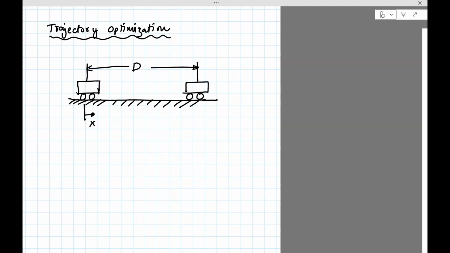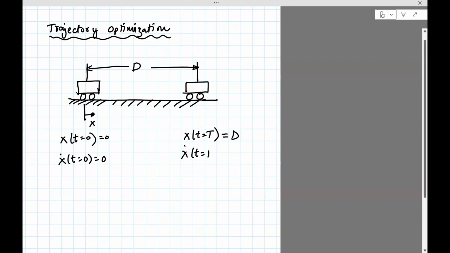Okay, so the conditions for the car are, let's say, I start the stopwatch at time t equals 0. So the position is 0. It starts with a velocity of 0. It should travel in some time uppercase T to a distance d, and should also come to a complete stop when it travels that distance.